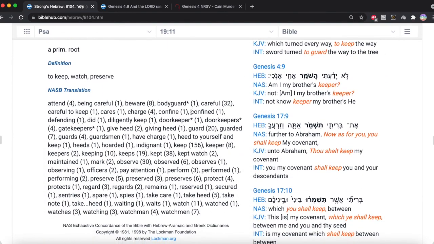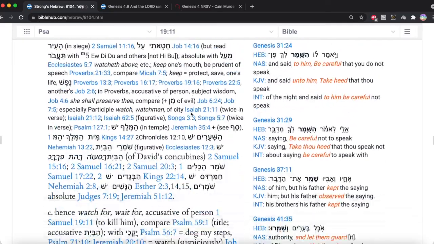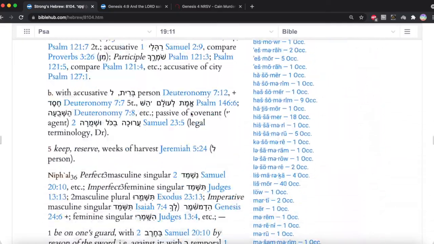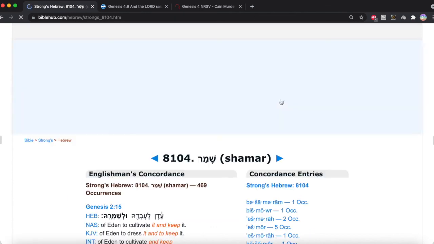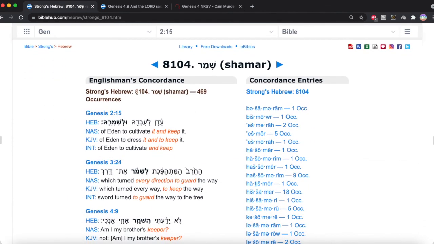And you will find, I'm going to scroll down, 469 occurrences. That's how many times this verb in some form or another shows up in the Hebrew Bible. Compared to the 15 occurrences of that word for gaze upon, right? That only had 15 uses in the whole Hebrew Bible. Shamar is one of the more common words in the Hebrew Bible, with 469 uses. That's a lot.